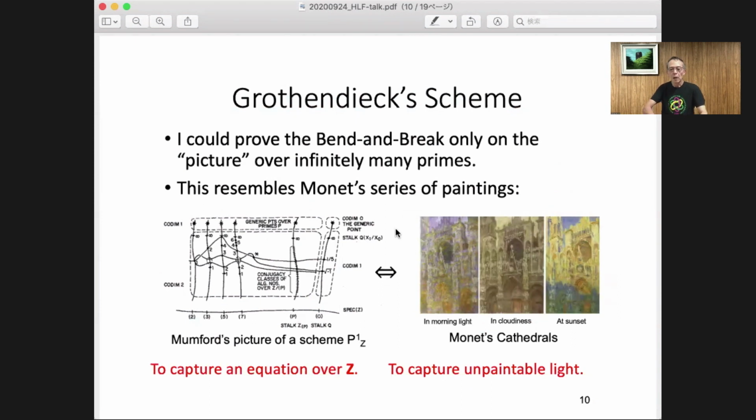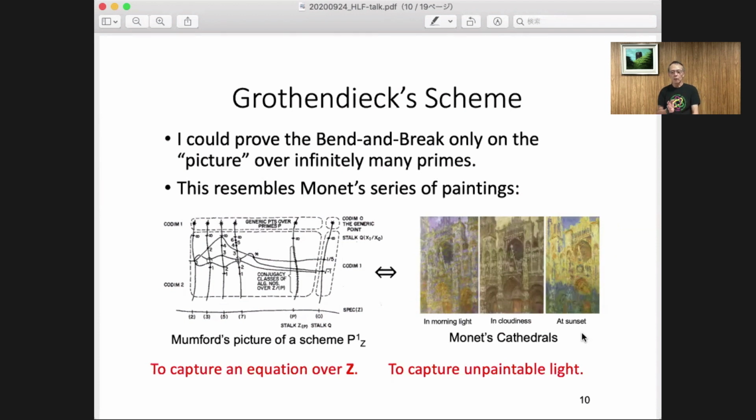So this is Grothendieck's scheme. So I could prove bend and break only on the picture of infinitely many primes. I don't push my idea to you, but this resembles to me Monet's series of paintings. So in Mumford's picture, he sees many primes, and Monet painted a series of cathedrals. He drew the cathedral at various times, like in morning light, in cloudiness, or at sunset.